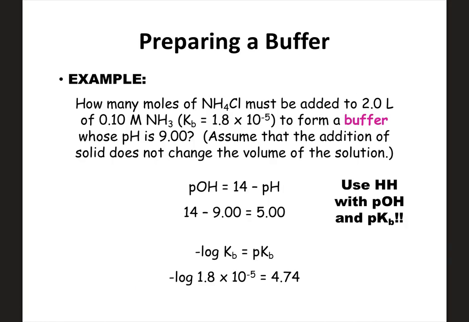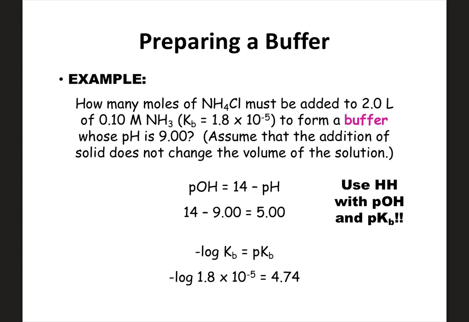Let's look at an example here. This says, how many moles of NH4Cl must be added to 2 liters of 0.10 molar NH3, they're giving me the Kb of that, to form a buffer whose pH is 9.00? And we're assuming that the addition of solid does not change the volume of the solution. The first thing you need to realize is that we're asked to find the number of moles of a salt, and we're going to have to get this value using the Henderson-Hasselbalch equation. We're not asked to just find the pH of the buffer. They gave us the pH of the buffer.